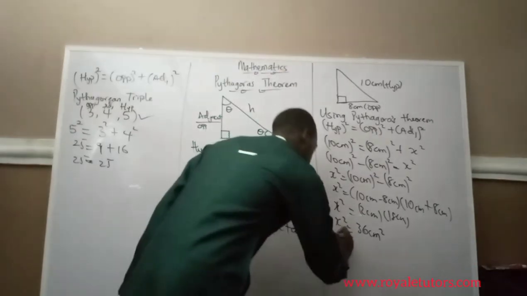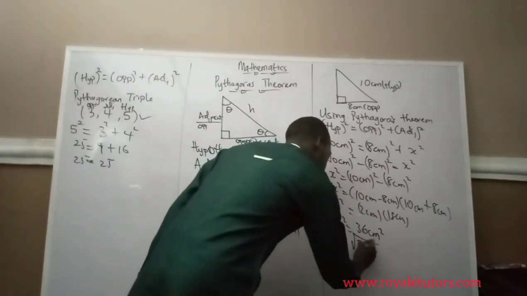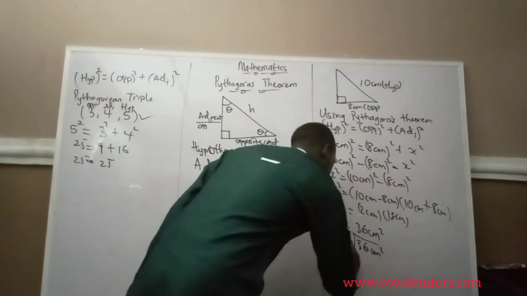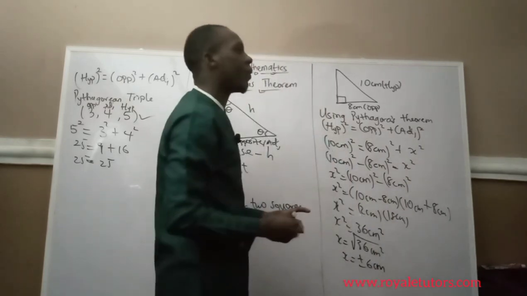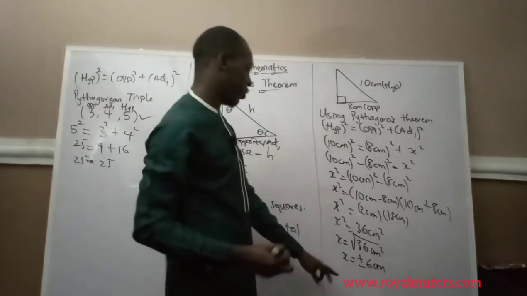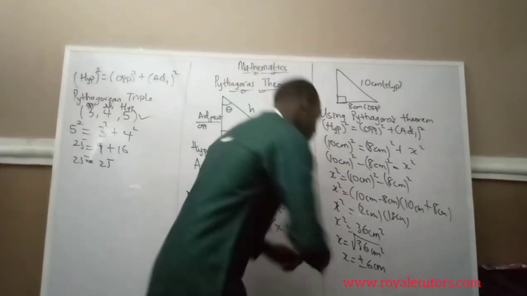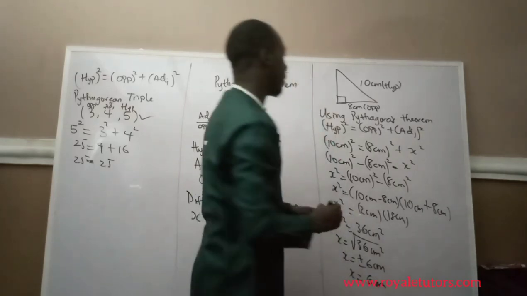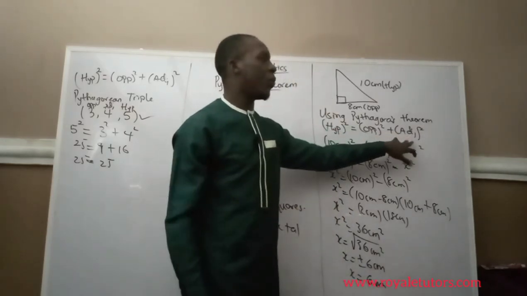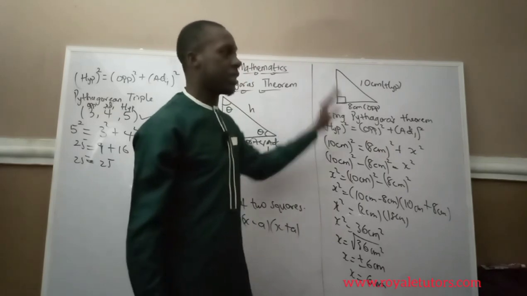So what do I have? x is just going to be the square root of 36 centimeter squared. So x is just going to be plus or minus 6 centimeter. Now, since what we are considering is a distance, it's actually going to be the positive one, which means that x is equal to 6 centimeter. So the adjacent which we have found is 6 centimeter.